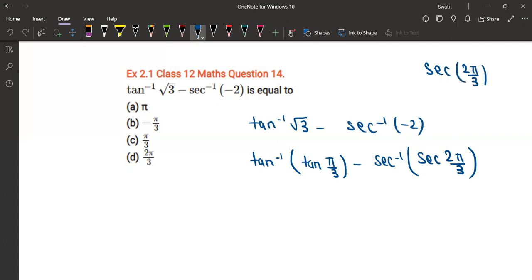All right, now, of course, this will become tan inverse tan theta. By formula, it is just theta, so pi by 3 minus sec inverse sec theta is theta. So this will become 2 pi by 3. Now, if I take LCM, this is 3, this is pi minus 2 pi. What is pi minus 2 pi? It is minus pi over 3. Okay. So, fortunately, we got the correct option here also in B. So, B is the answer.